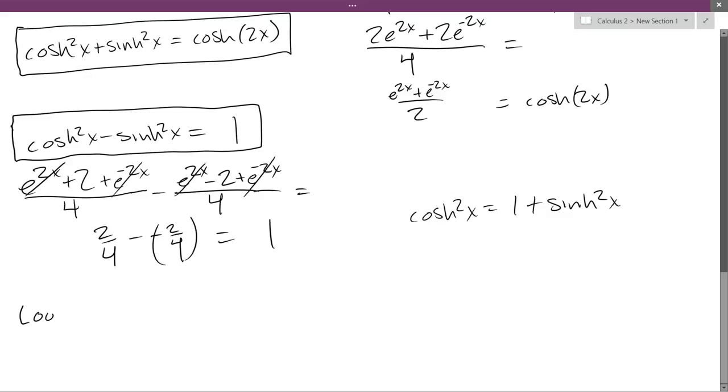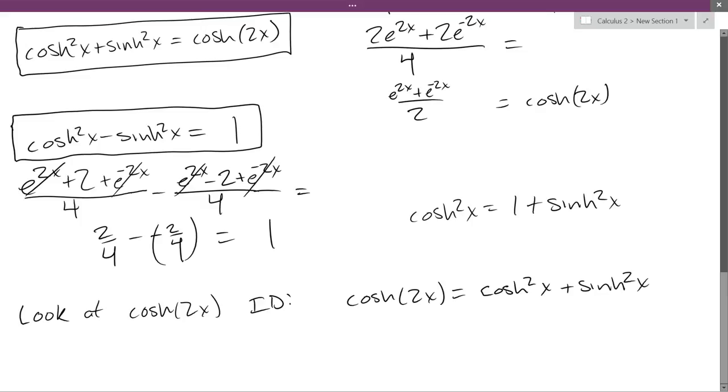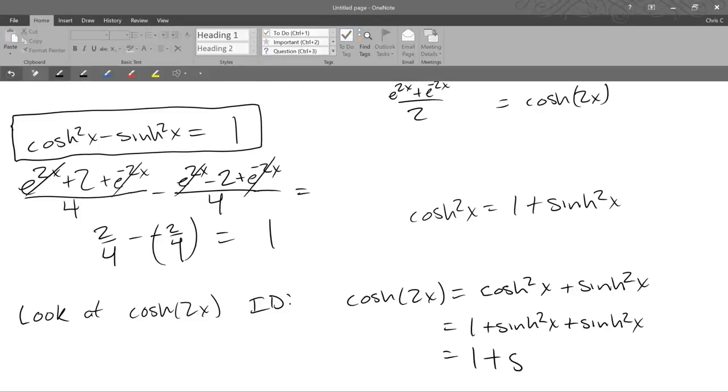So we're going to look at our double angle, cosh 2x identity. We're going to begin with cosh 2x equals cosh squared x plus sinh squared x, and I'm going to sub out cosh squared for 1 plus sinh squared. And that gives us 2 sinh squareds.